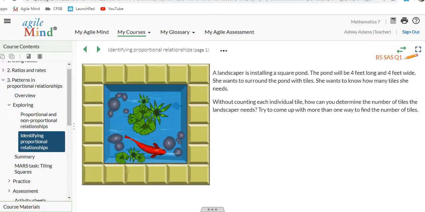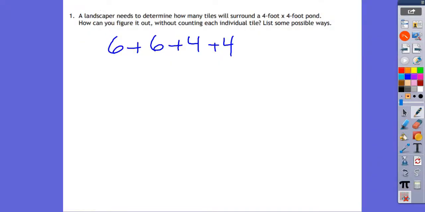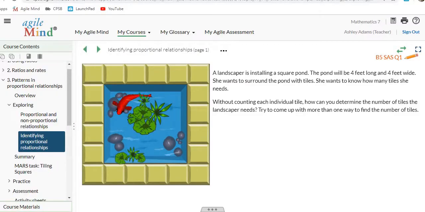Who has a way that they think is unique that they would like to share? Brady, what you got? 5 plus 5 plus 6 plus 4. Well, let's take a look at the picture. First, I see your 6 all the way across, right? Then his 5 is here, his other 5 is here, and then what's left over? The 4. Love it. That is a beautiful equation.